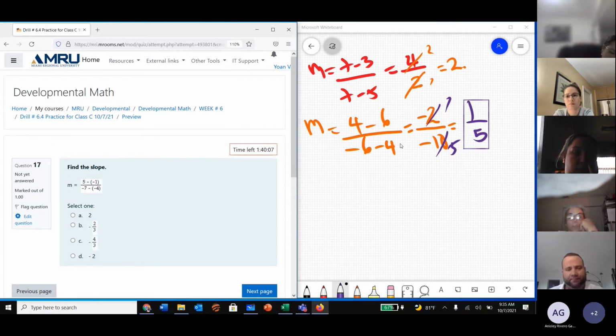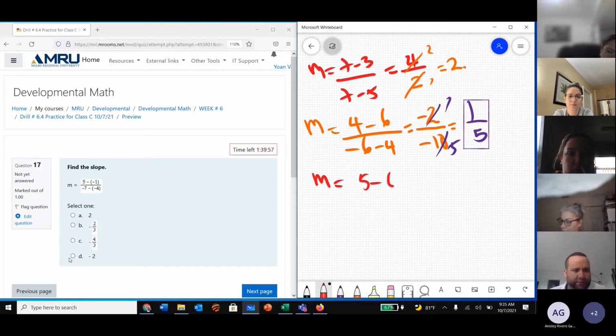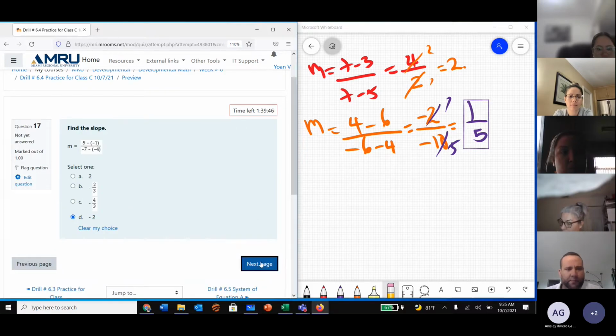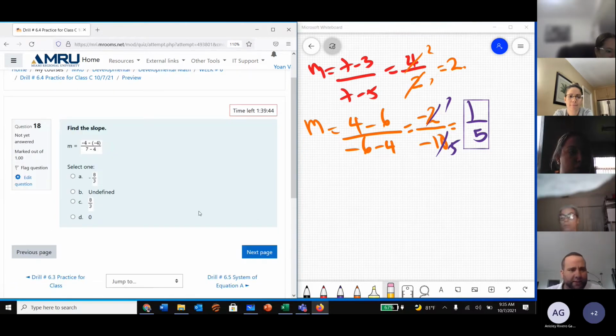Question 17. What is the answer? -2. Yes, this is the answer. I think no one has a problem with this one. This is more or less what we are doing. Okay. Question 18. I think it is 0.